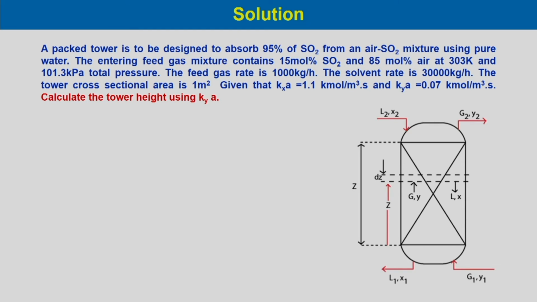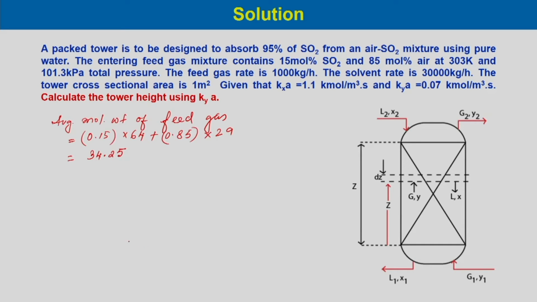and we need to calculate the average molecular weight of the feed gas. Average molecular weight of feed gas is equal to, we have 15 mole percent of sulfur dioxide, so 0.15 multiplied by its molecular weight, 64, plus we have 85% air, so 0.85 into the molecular weight of air, 29, and so it will give 34.25.